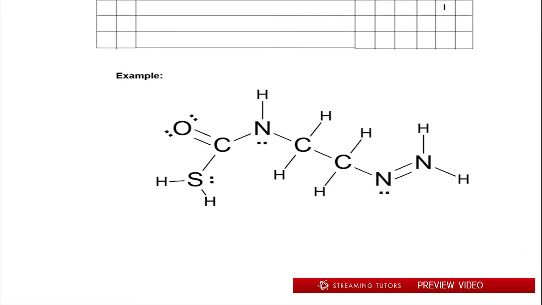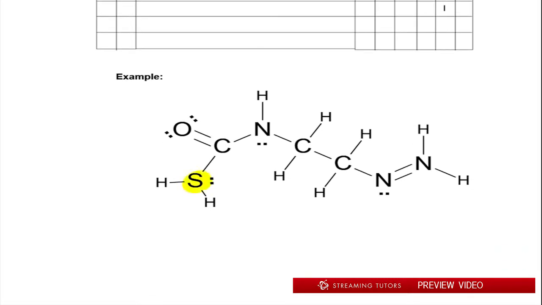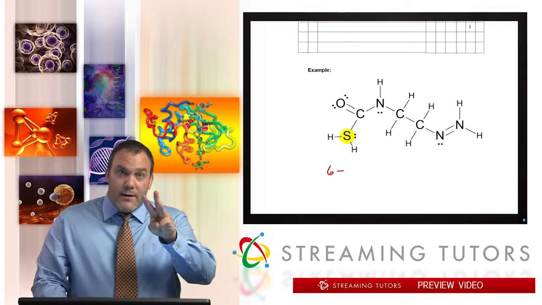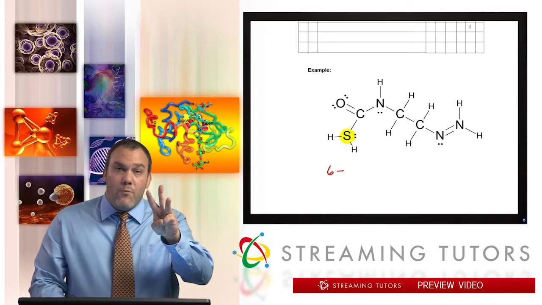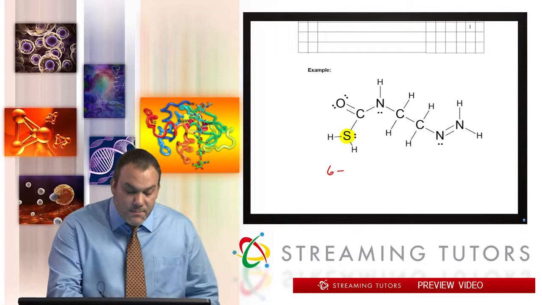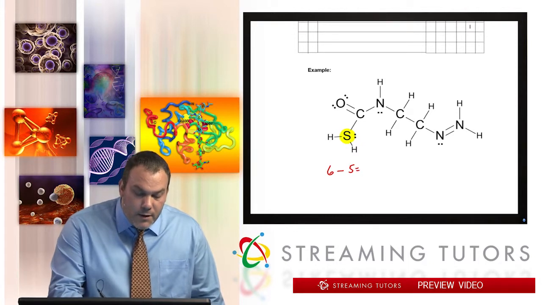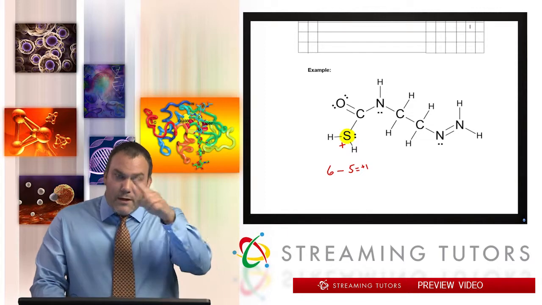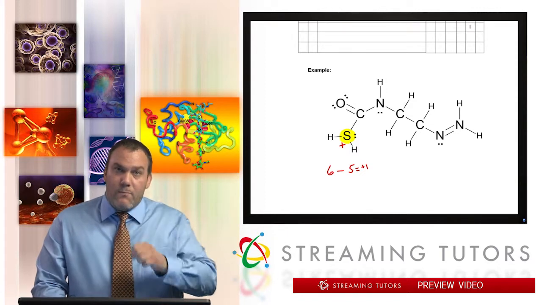So look at sulfur. So let's start here. The valence number of sulfur is just the same as oxygen. Its valence number is 6 minus, now how many sticks? There's 3 bonds, plus a lone pair, 5. So 6 minus 5 equals plus 1. So sulfur is plus 1. So there are 3 bonds, 3 sticks, and a lone pair.